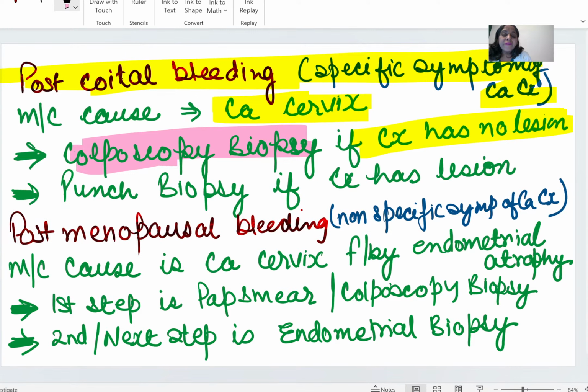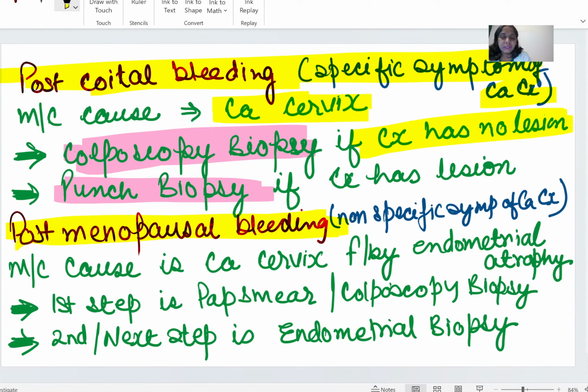Okay, if no lesion is present, it means you have to find the lesion, then only you can take a biopsy. You cannot cut the entire cervix. So then you will do colposcopy biopsy. But if you are able to see the lesion, then you will do punch biopsy. Okay, if the lesion is present there. Is it okay? Now let us see about postmenopausal bleeding.